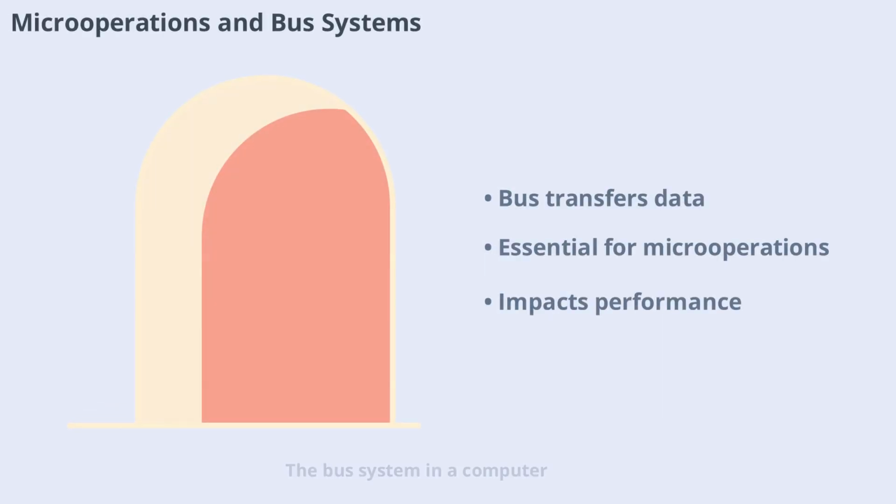The bus system in a computer facilitates the transfer of data between registers, memory, and other components. Microoperations rely on the bus to move data efficiently. For example, a register transfer microoperation uses the bus to send data from one register to another. The speed and design of the bus system directly impact the performance of microoperations.